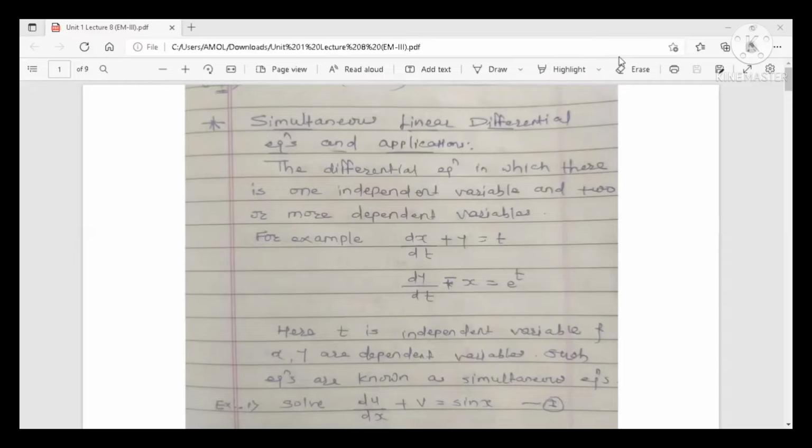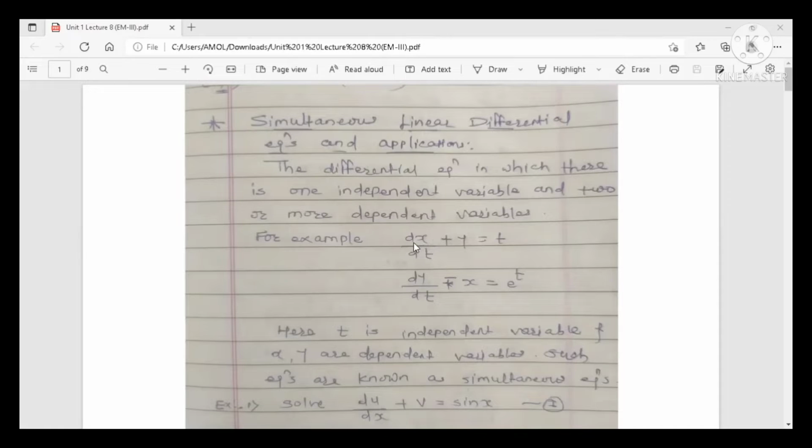Simultaneous differential equations means you solve the system of linear differential equations simultaneously, like we solve a system of linear equations. These are differential equations in which there is one independent variable and two or more dependent variables.